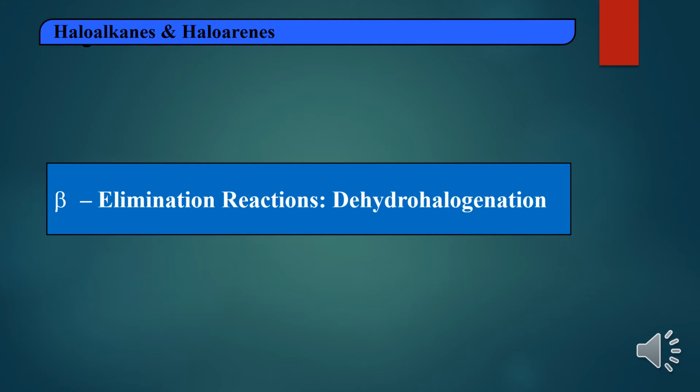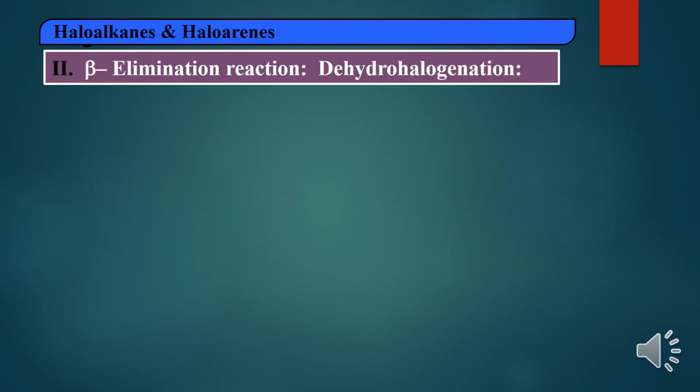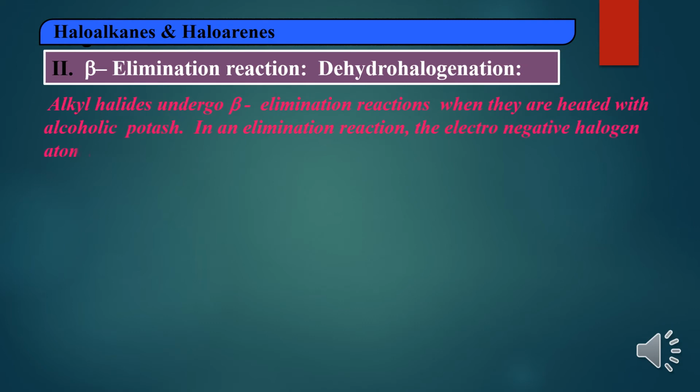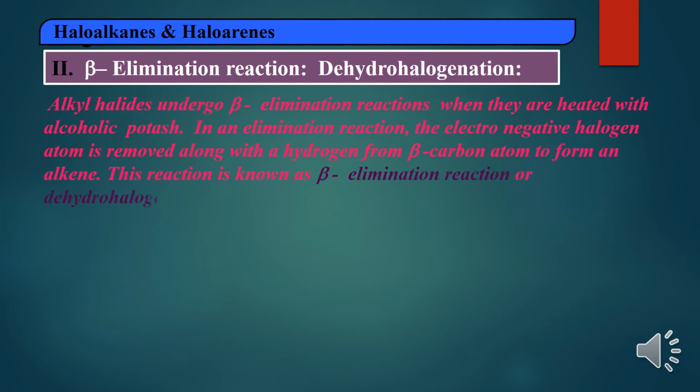Next one, that is beta elimination reactions. Beta elimination reactions are nothing but dehydrohalogenation. Beta elimination or dehydrohalogenation means that in an alkyl halide, if it has a beta carbon atom and that carbon atom has hydrogens, then beta hydrogen and alpha halogen will be eliminated. The removal of hydrogen as well as halogen is called dehydrohalogenation.